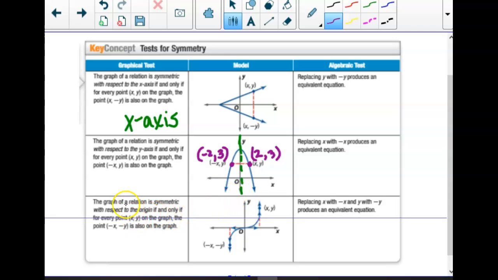Okay. The graph of a relation is symmetric to the origin if and only if it looks the same if you rotate it 180 degrees. But the other thing is, if you replace x and y, you will get the opposite of x and y. So if this point over here was, say, 3, 4, there would be a point down here that was -3, -4. All right?